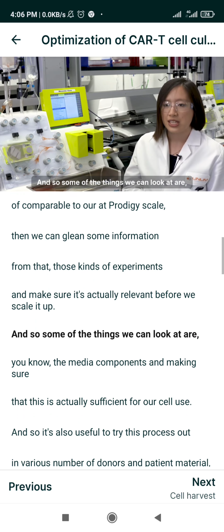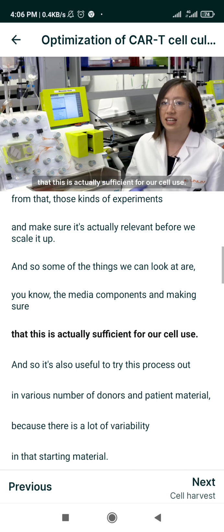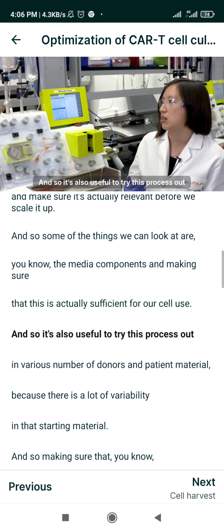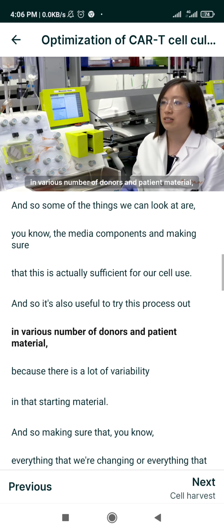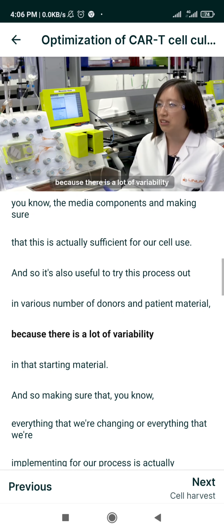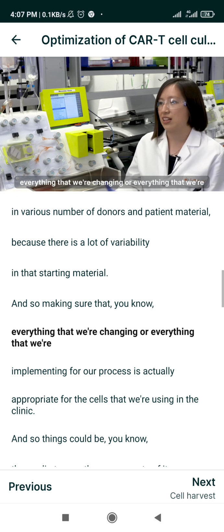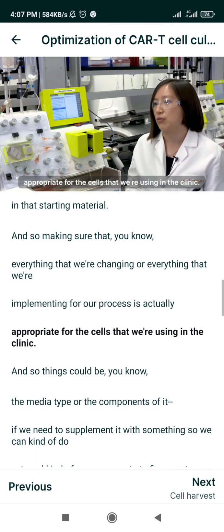And so some of the things we can look at are the media components and making sure that this is actually sufficient for our cell use. It's also useful to try this process out in various donors and patient material, because there is a lot of variability in that starting material. So making sure that everything that we're changing or implementing for our process is actually appropriate for the cells that we're using in the clinic.